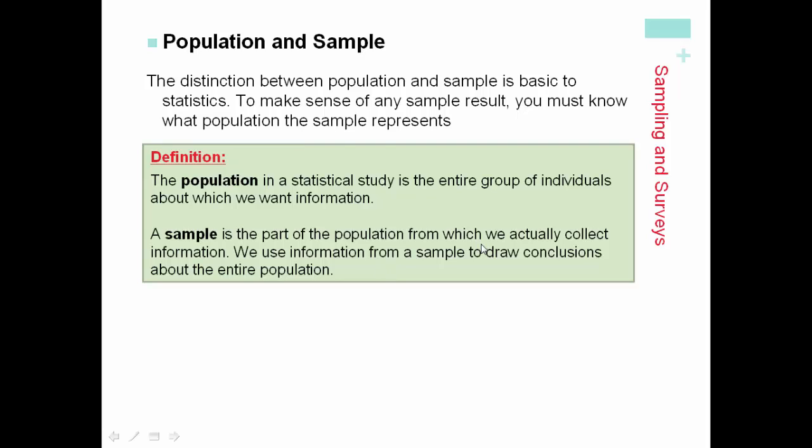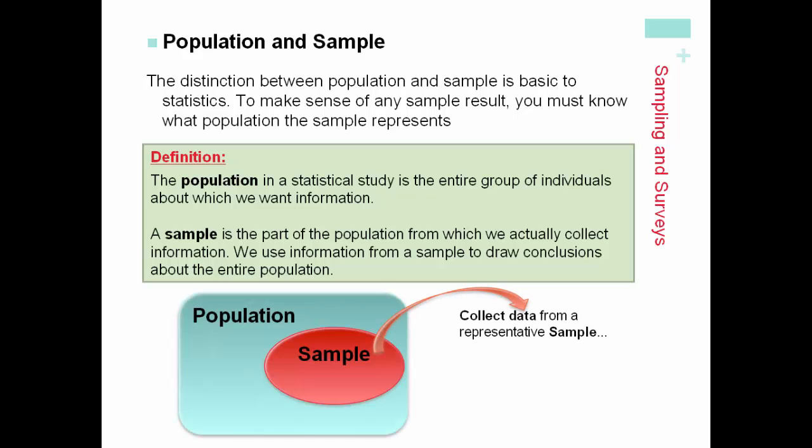The distinction between population and sample is basic to statistics. To make sense of any sample result, you must know what population the sample represents. The population in a statistical study is the entire group of individuals about which we want information. A sample is part of the population from which we actually collect information. We use information from a sample to draw conclusions about the entire population.